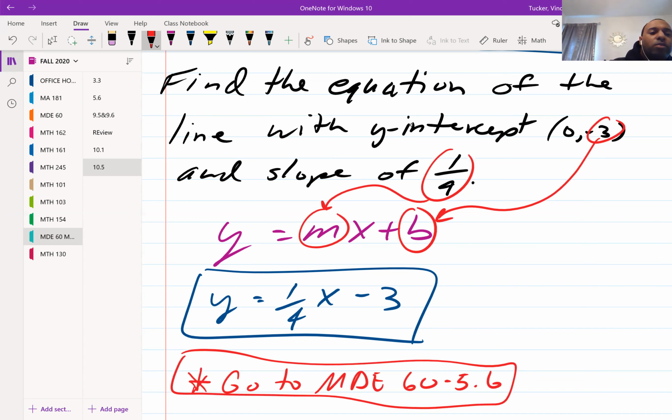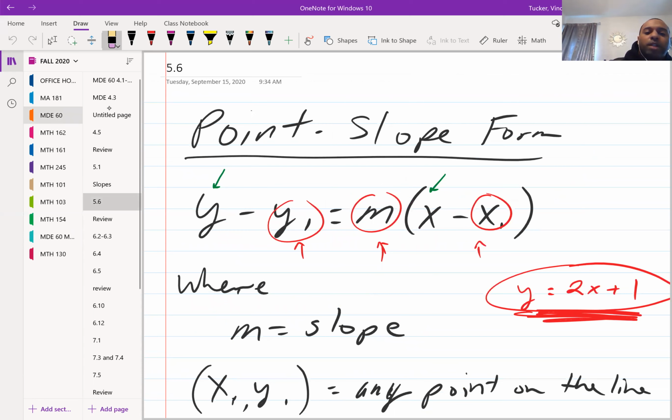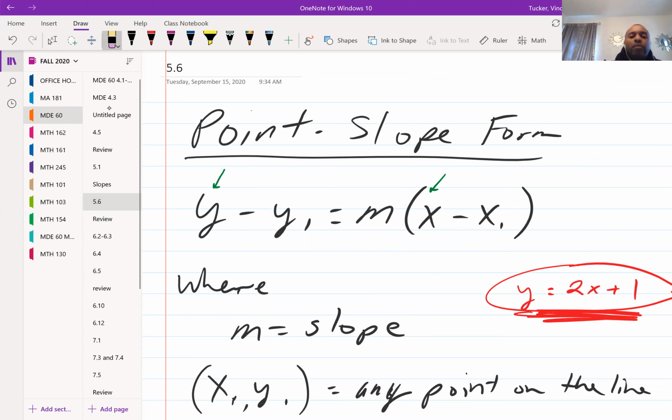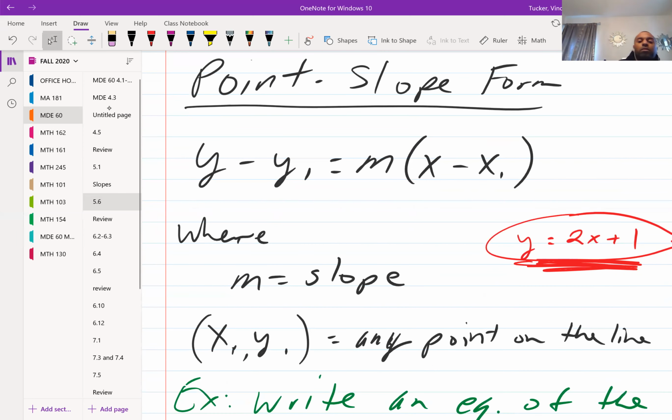All right, so the next form, we have point slope form. So we have y minus y1 equal to m times x minus x1, where m is your slope, and x1, y1 is any point on the line.